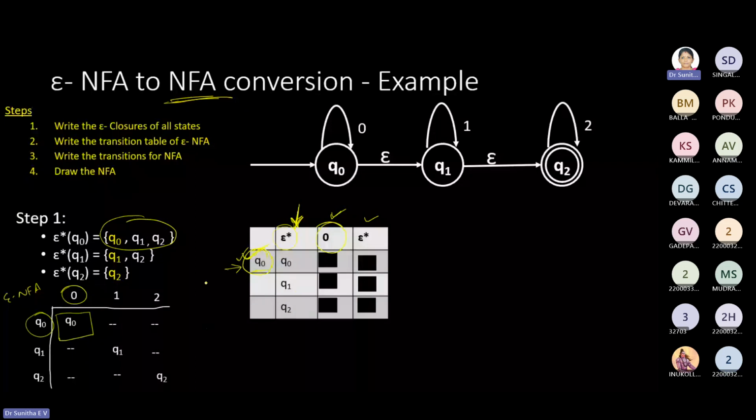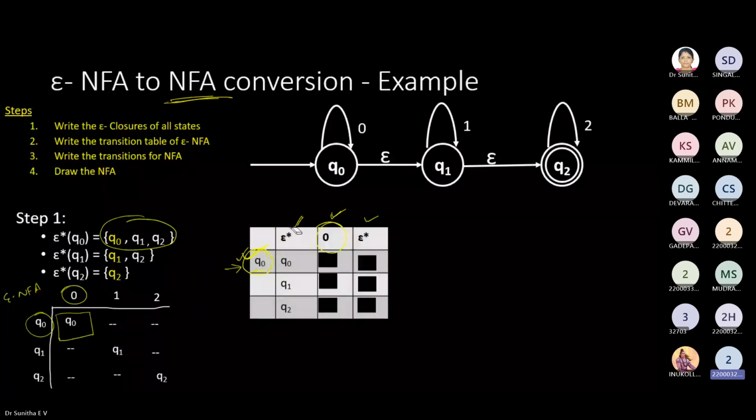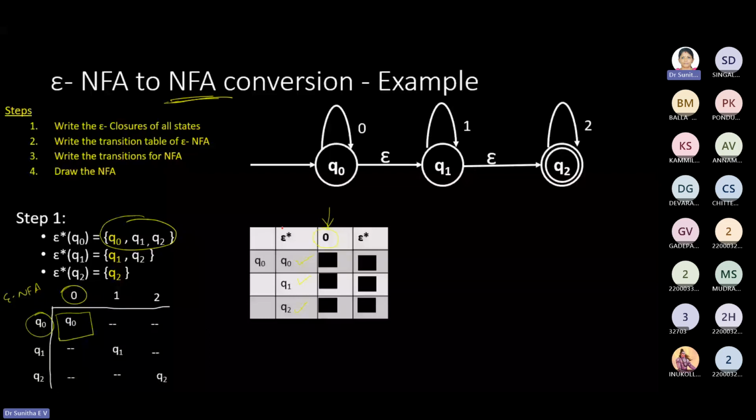And in the next step, we filled the first column. Now we are going to fill this second column. The second column says what will be the transitions on 0 for these three states. For these three states, what will be the transitions?